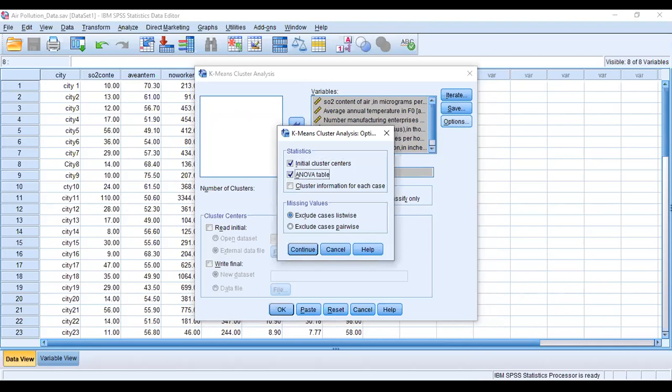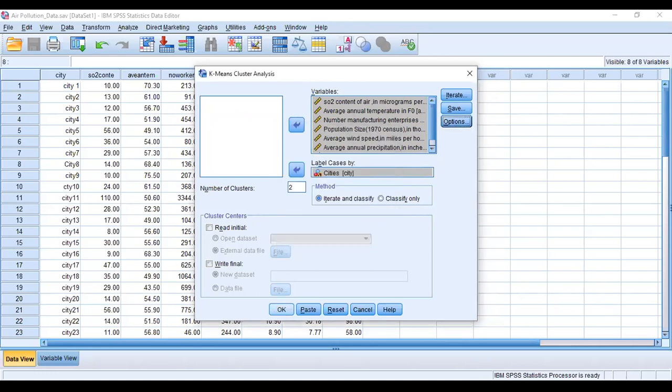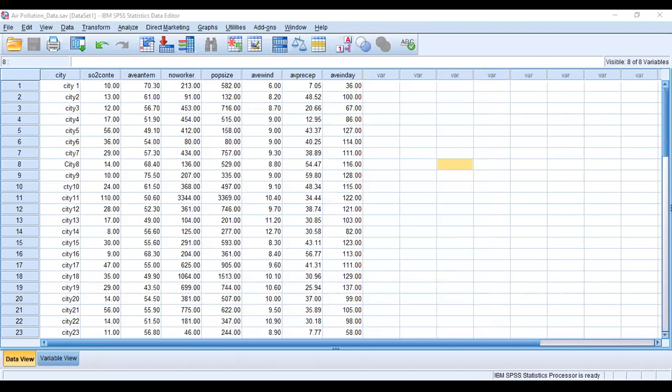An ANOVA table and the cluster information for each case are also there. It will take time. Any options? Then I say okay. So this is how you get it. These are the cluster values of two clusters. It is classified, and their values are taken. They are called the initial cluster centers.